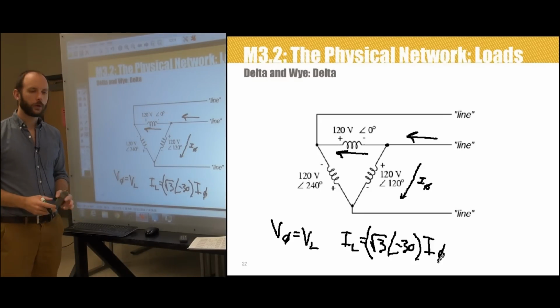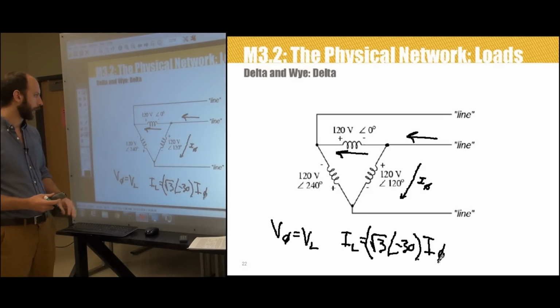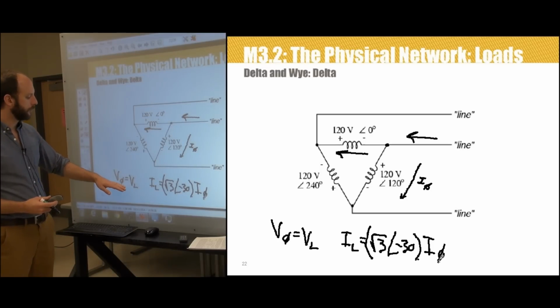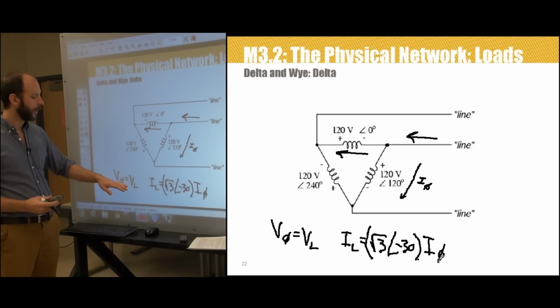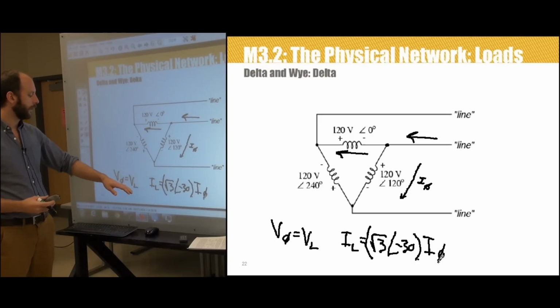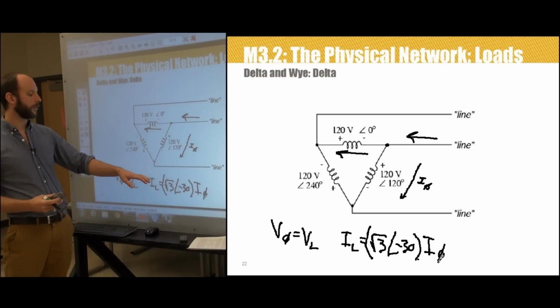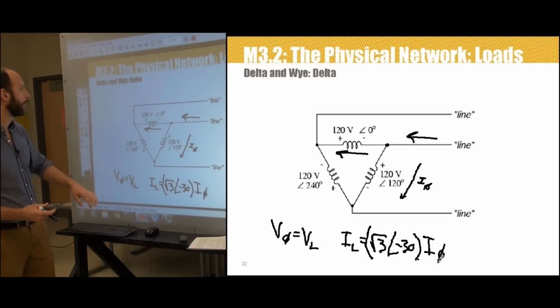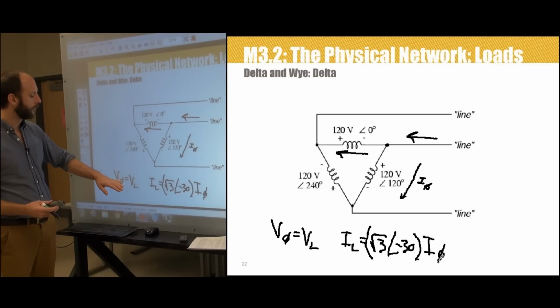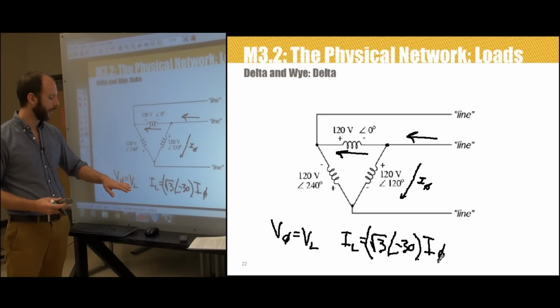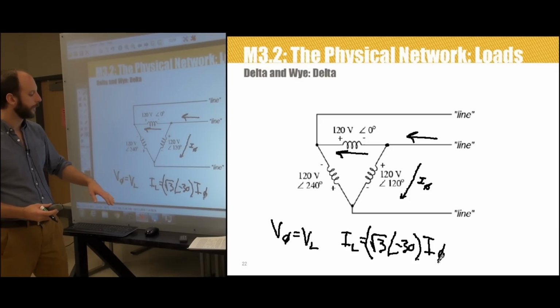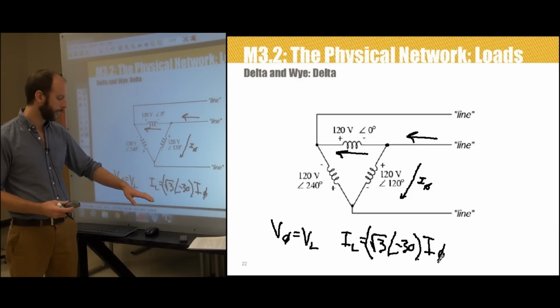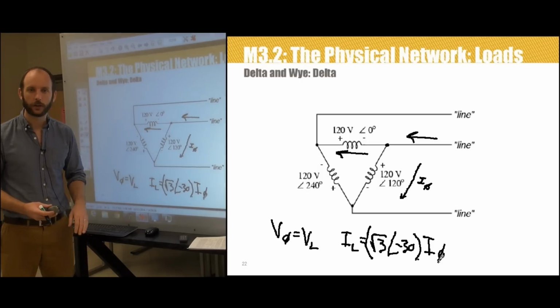So the voltage and current relationships are flipped in the delta circuit. Remember, in the Y circuit, V line is equal to V phase times radical 3 angle 30, and the line and the phase current are the same. Whereas in the delta connection, the phase voltage and the line voltage are the same, but the currents are different, and they're related by that radical 3 at an angle of negative 30 degrees.